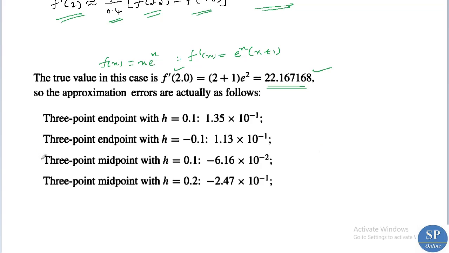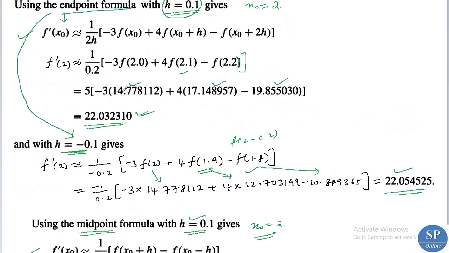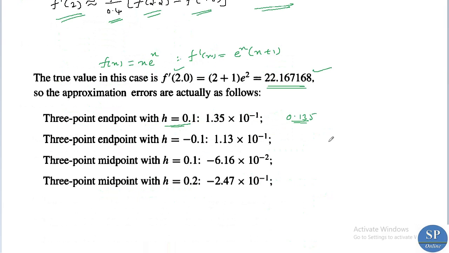For the 3-point endpoint formula with h equal to 0.1, the approximation error is 1.35 into 10 raised to minus 1, that is 0.135. This is 22.167168 minus the approximated value, 22.032310.